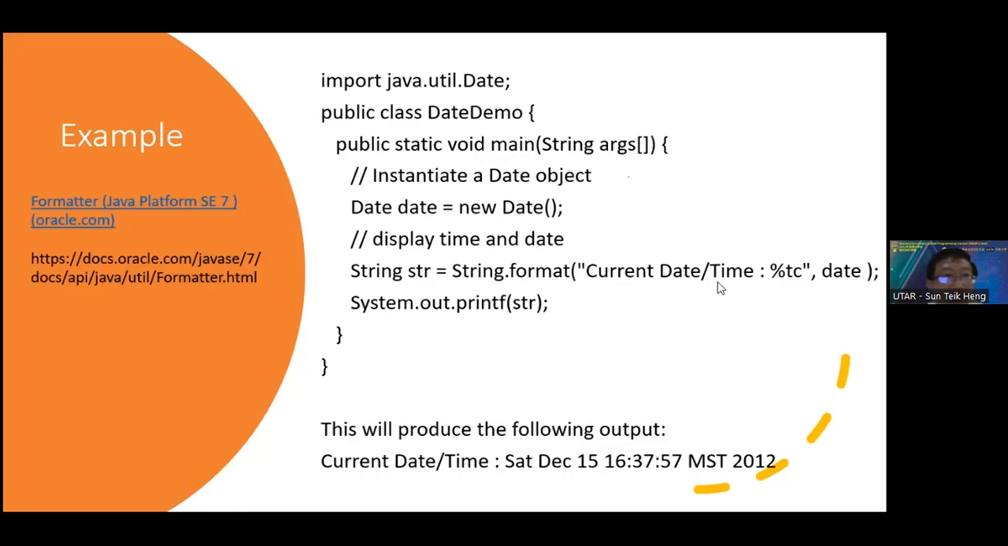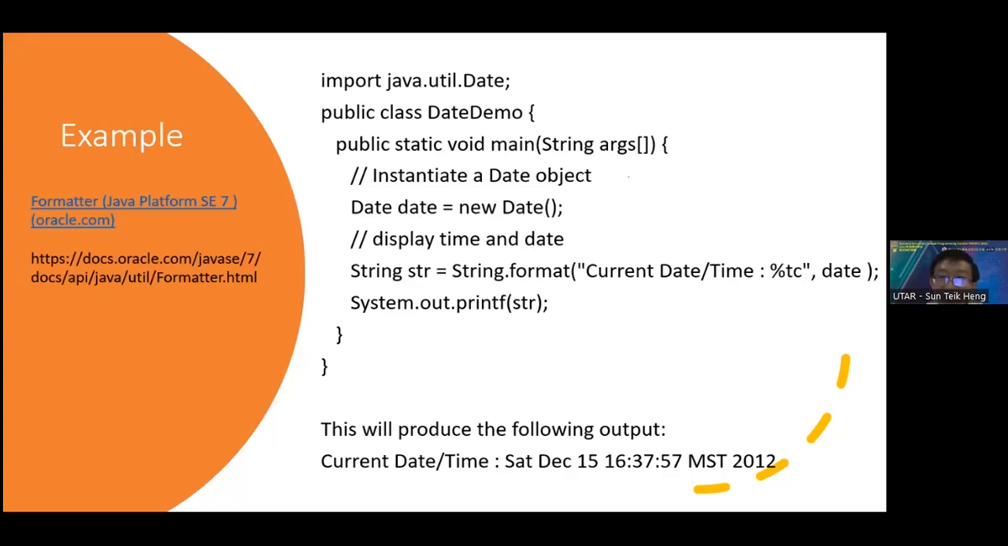The example here shows you how to use the %tc, right? %tc will produce for you this date and time format. If you are using tc, then this is the date and time format that it will produce for you. So you can see using printf to display the value in the variable str. In the str, we have current date/time. So it displays current date/time colon. And then the placeholder here, the formatting, is %tc. The variable date has the value from the current date and time.